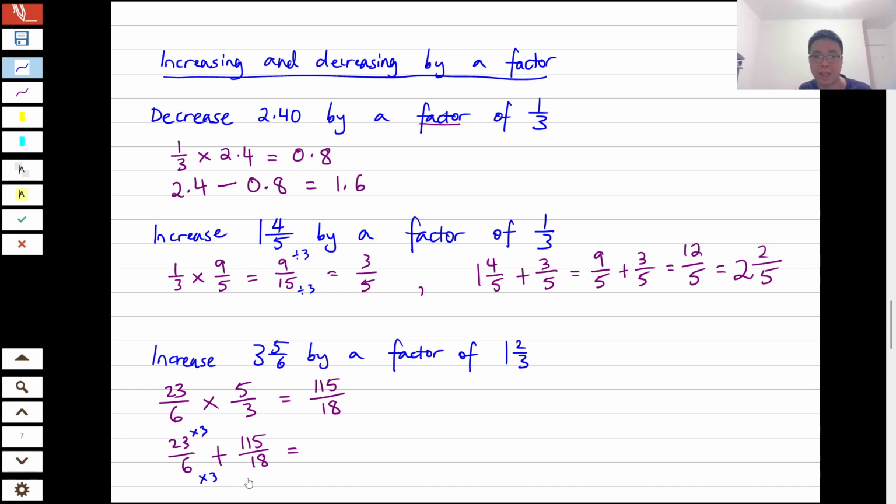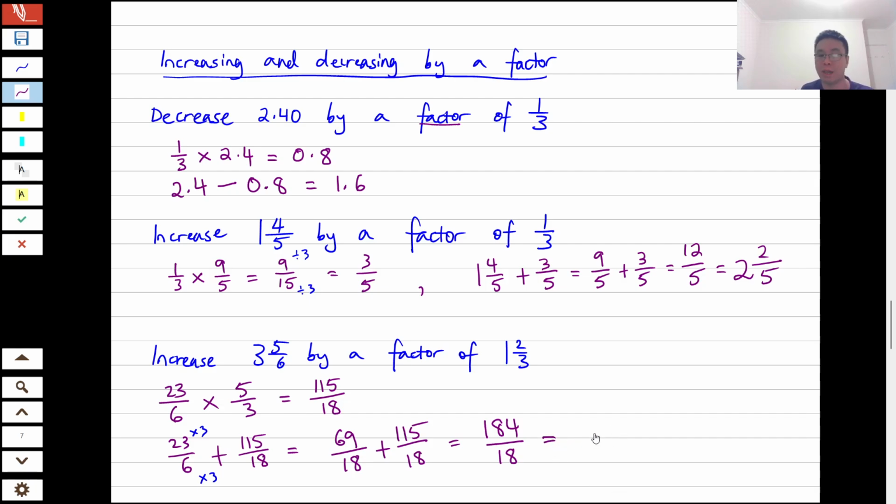To get from 6 to 18, I just need to multiply by 3. I don't need to change the second fraction because 18 is divisible by 6, so I only need to change the first fraction. 23 times 3 gives me 69. And now I will do 115 plus 69, and that gives me 184 on 18.